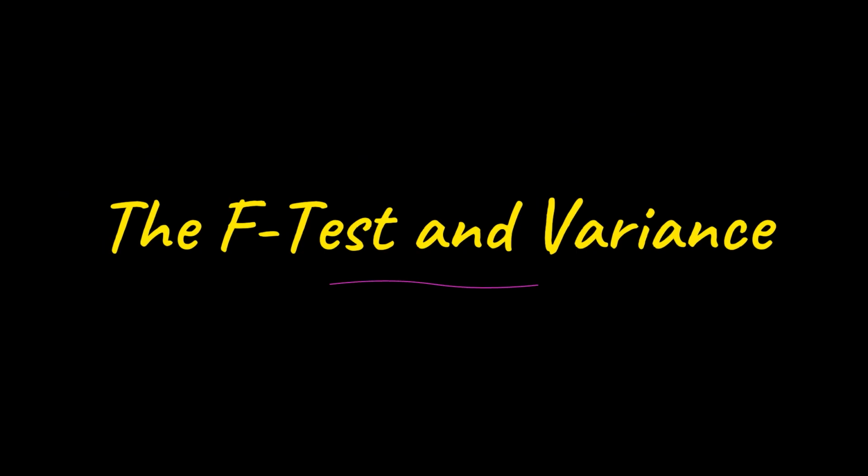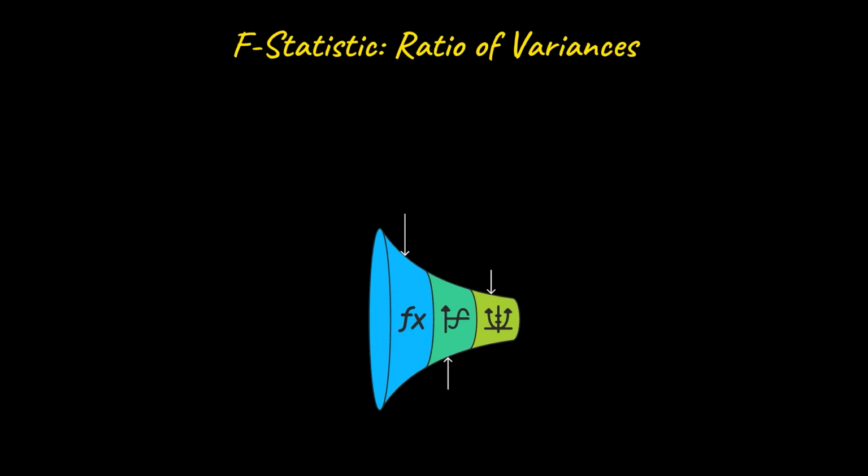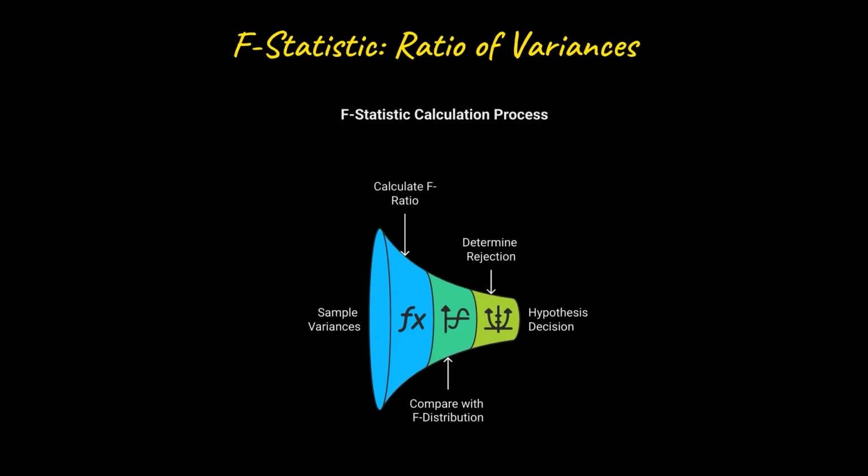It relies on the F distribution, named in honor of Ronald Fisher, and shows up both as a standalone test and as the core statistic inside ANOVA. The test statistic is simply the ratio of 2 sample variances, the larger divided by the smaller. When that ratio is close to 1, the variances are likely equal. When it departs sharply from 1, the test rejects the null hypothesis of equal variance.